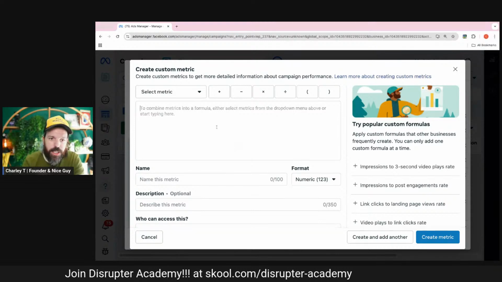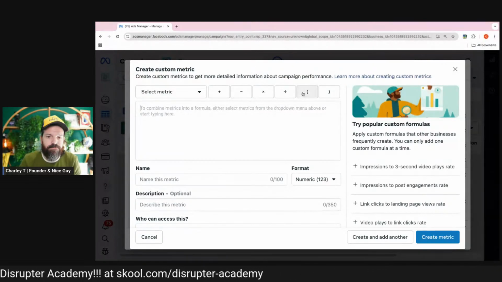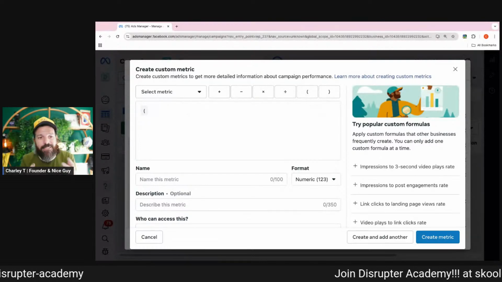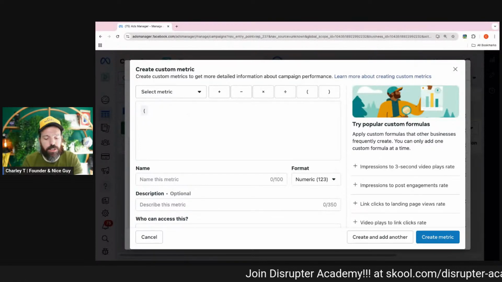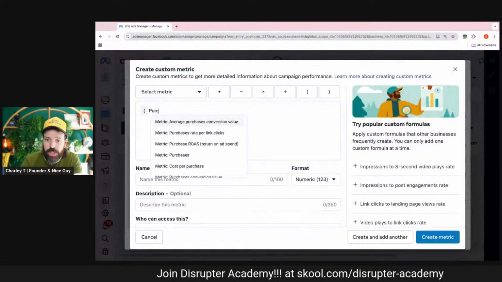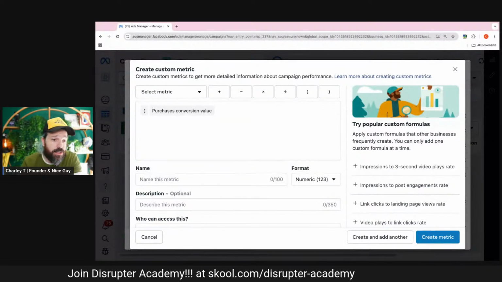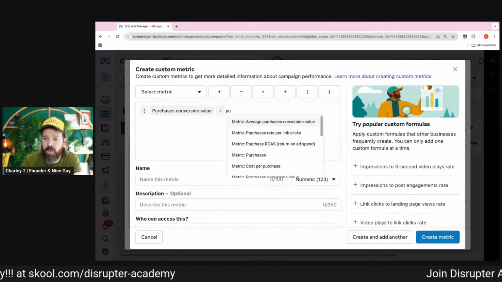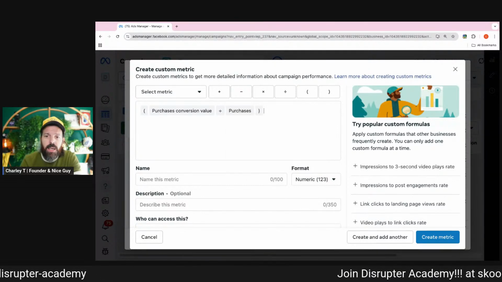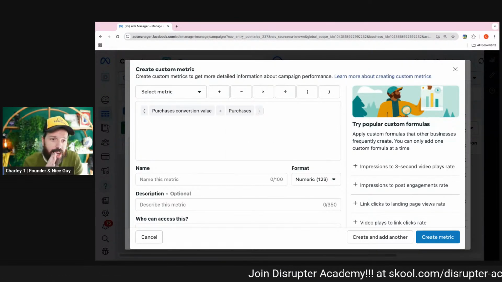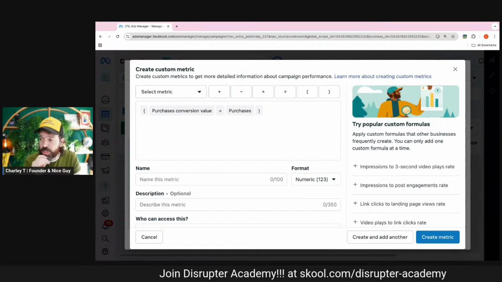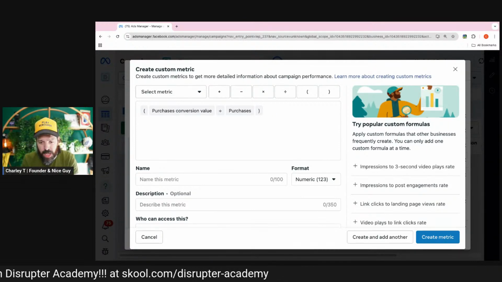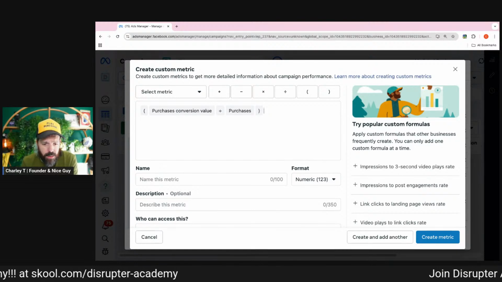So what we're going to do is we're going to go up here and hit this, open up our parentheses. Now, where we're going to factor average order value, we're going to need to understand that. So we're going to do this by typing in purchase, and we're going to do purchase conversion value divided by number of purchases. Now, this is basically saying, okay, we made $1,000 and we made 10 purchases. So each purchase is worth $100. Awesome. Average order value.